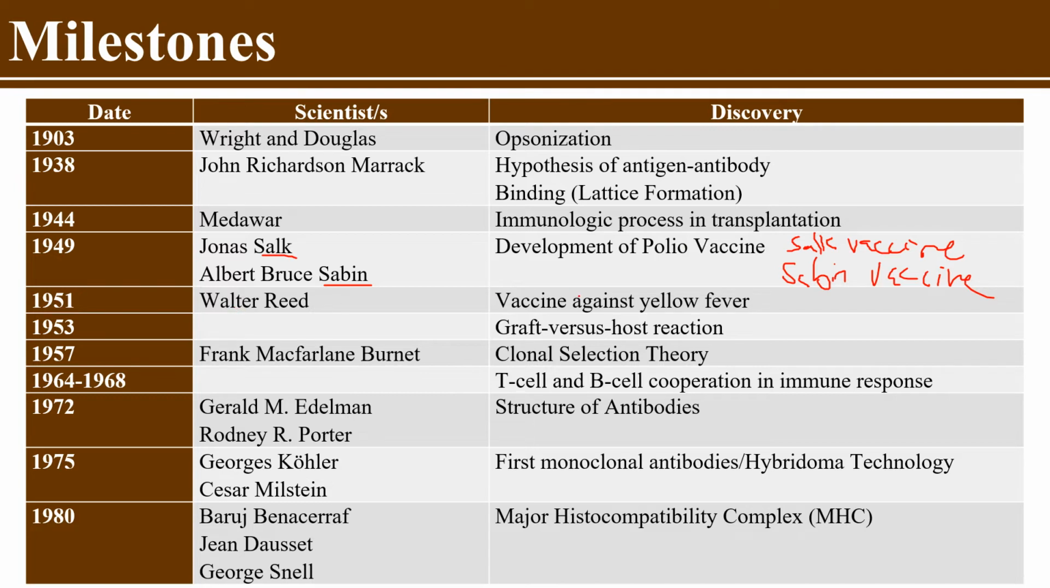Then in 1951, Walter Reed discovered the vaccine against yellow fever, and he also identified the graft versus host reaction. So this was the one I was talking to you about, class, your GVH, which could be seen in incompatible transplants.